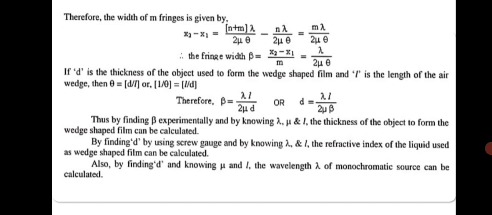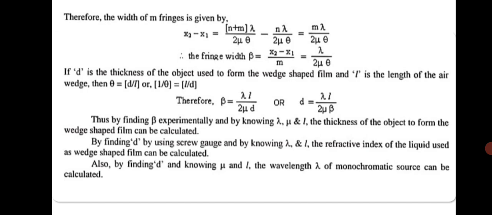If d is the thickness of the object used to form the wedge shaped film and l is the length of the air wedge, then theta is equal to d by l, or 1 by theta is equal to l by d. Therefore, beta is equal to lambda l divided by 2 mu d, or d is equal to lambda l divided by 2 mu beta.